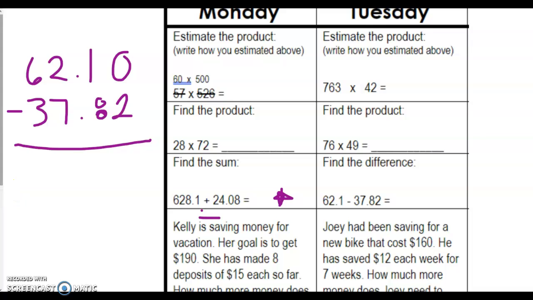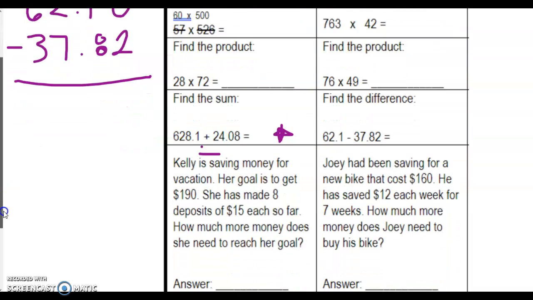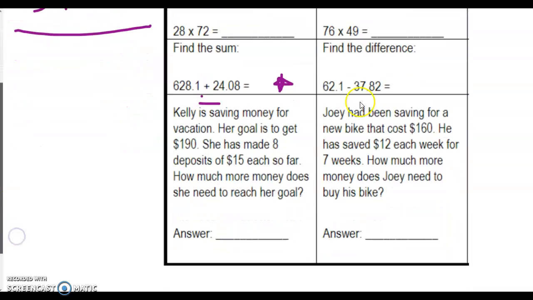And then let's look at the bottom. Okay, so this says that Joey had been saving for a new bike that cost $160. He has saved $12 each week for 7 weeks. How much more money does Joey need to buy his bike? So this is really similar to the one that we did yesterday, right? So here's his goal. Here's how many weeks he's been saving for and how much he's put in each week.